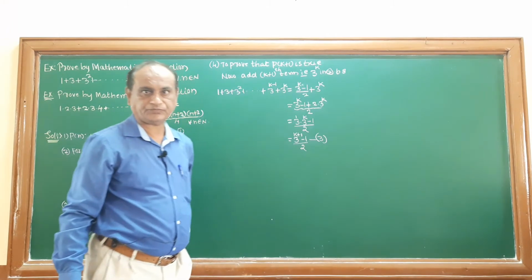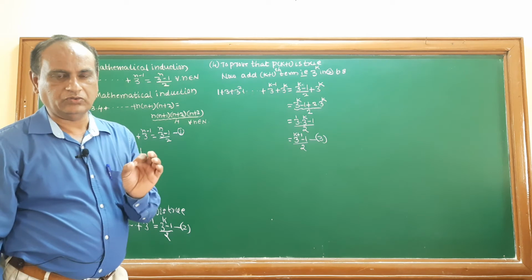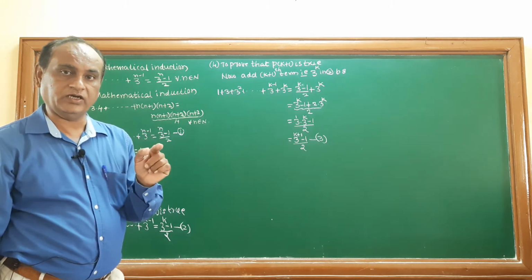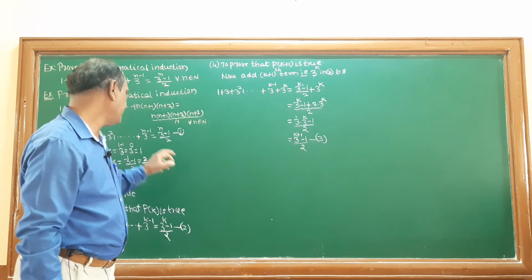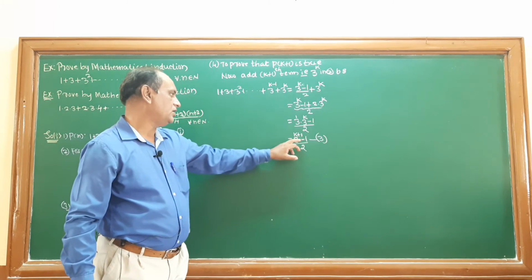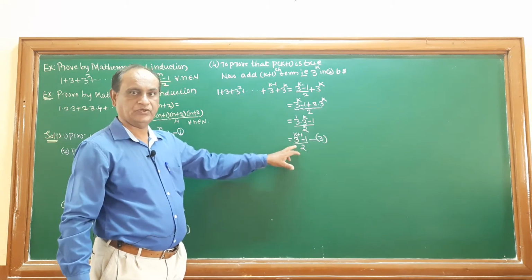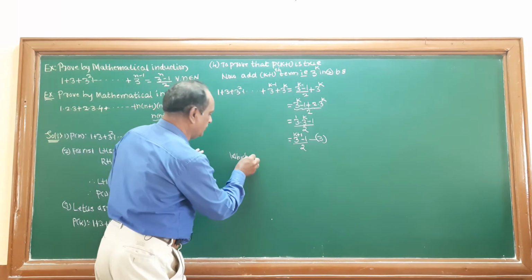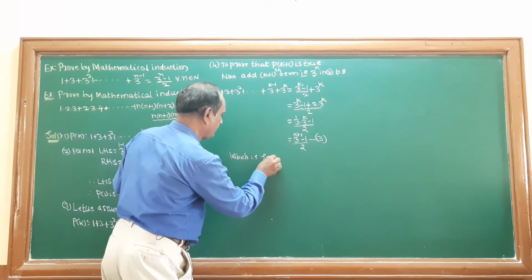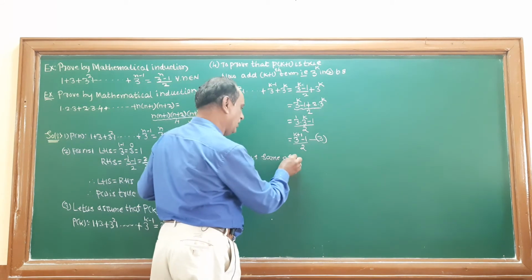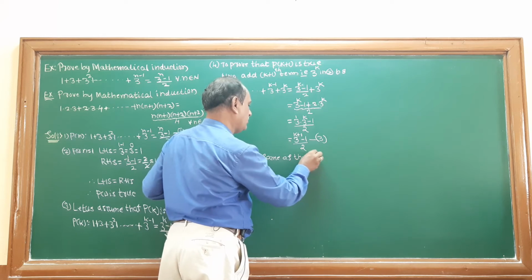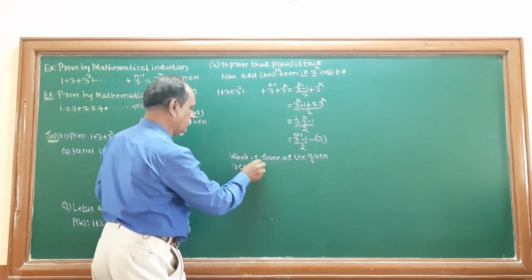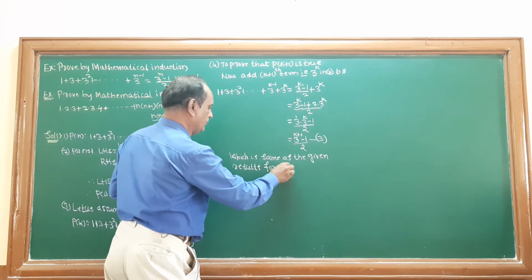Now do the comparison: compare equation number 1 with equation number 3. In place of n in equation number 1, k plus 1 has come in equation number 3. Here n has become k plus 1, with minus 1 divided by 2, which is the same as the given result. So that is for n equal to k plus 1.